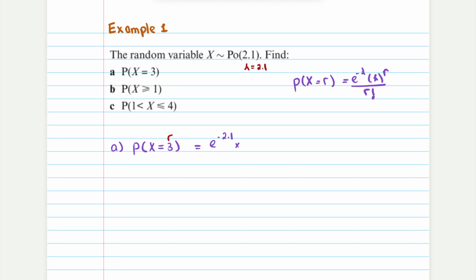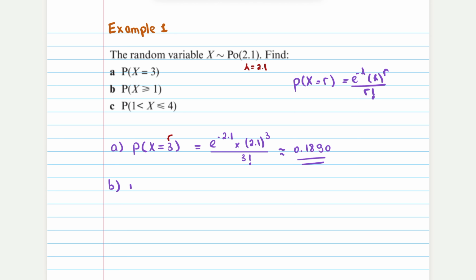multiplied by lambda, 2.1 to the power of r, which is 3, divided by 3 factorial. If you put this into your calculator, you're going to have approximately, to 4 significant figures, 0.1890. So that's basically done using the calculator.